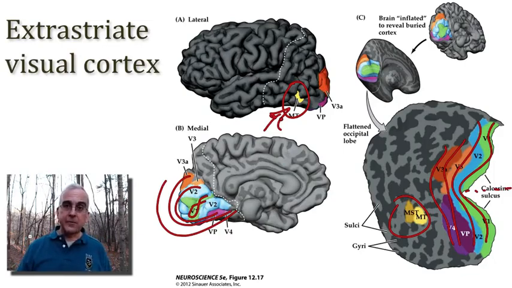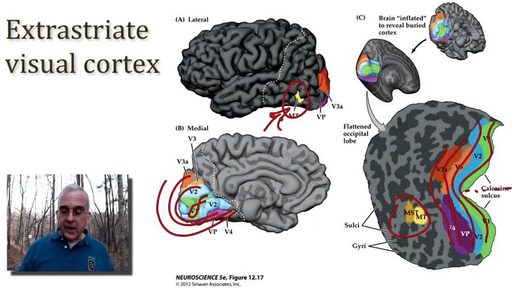And in fact, it's from the circuitry here in this area MT plus that we derive our notion of motion, as our chairman of neurobiology here at Duke University likes to say. So this is a higher order visual area that represents the kind of specialization that we encounter as we get further away from our primary visual cortex.